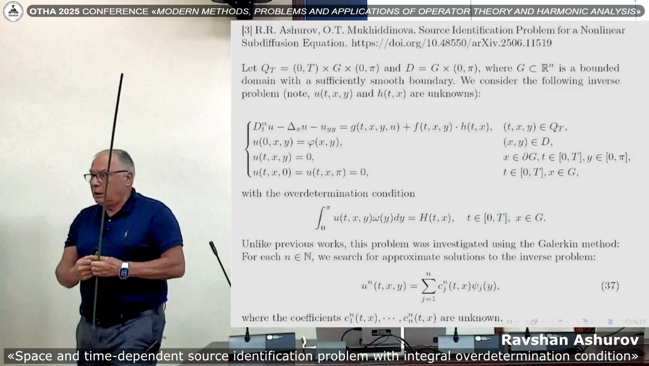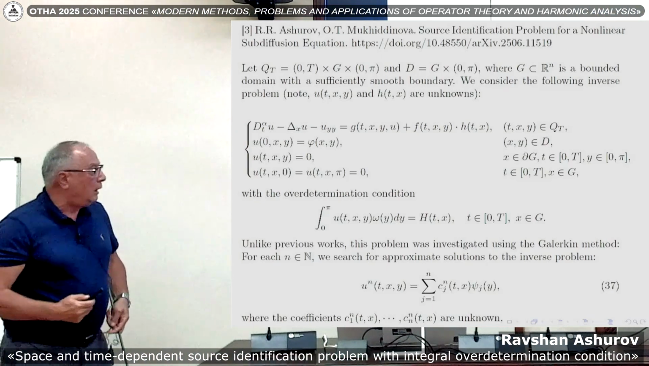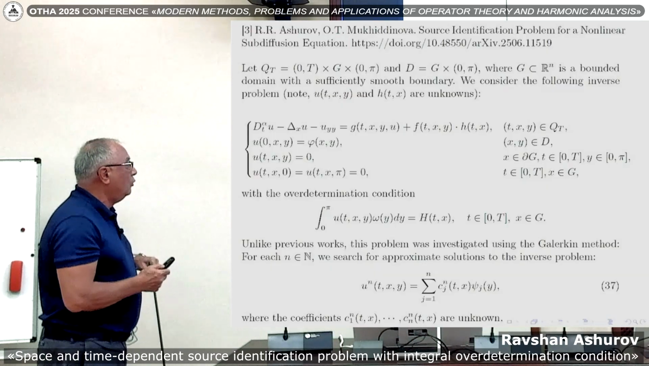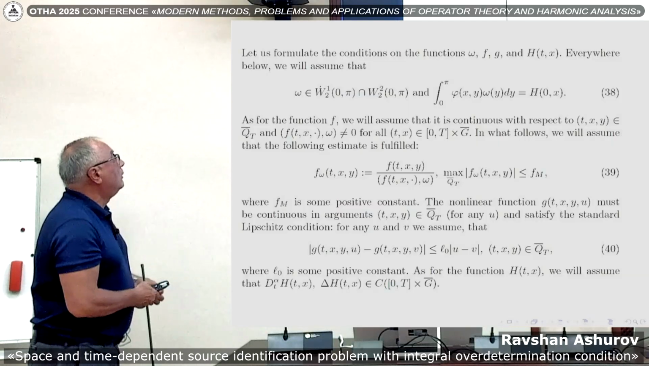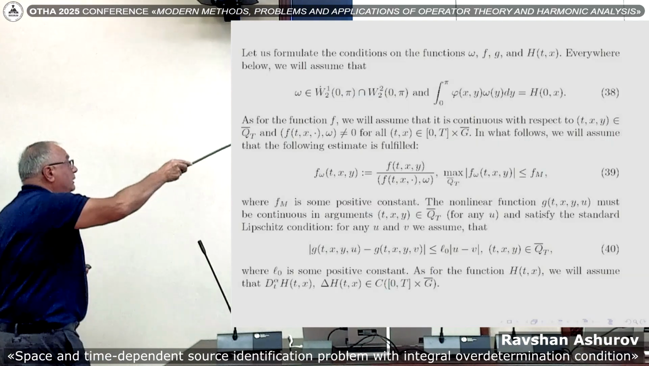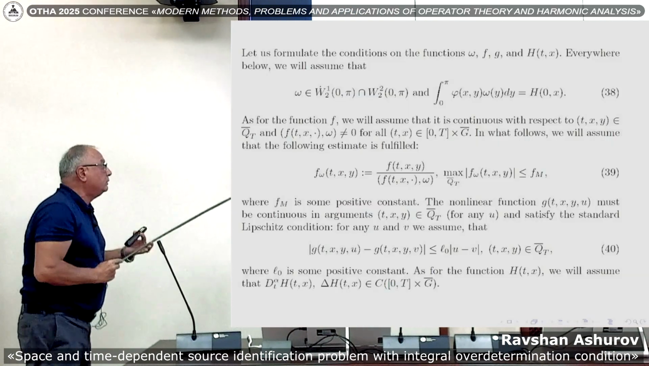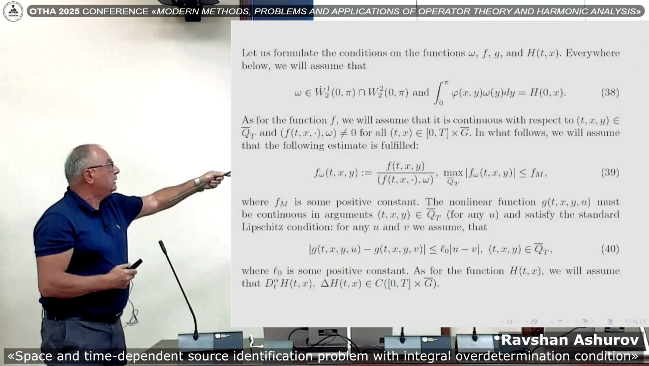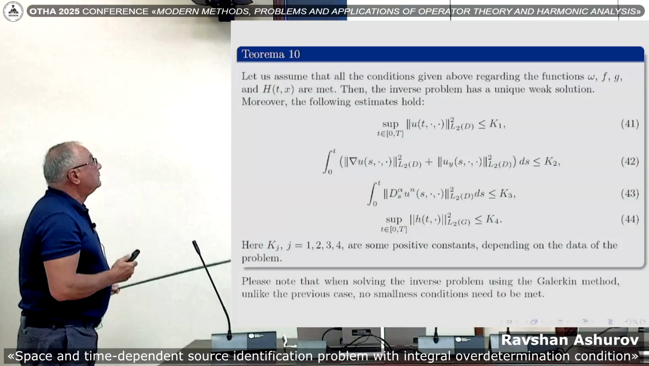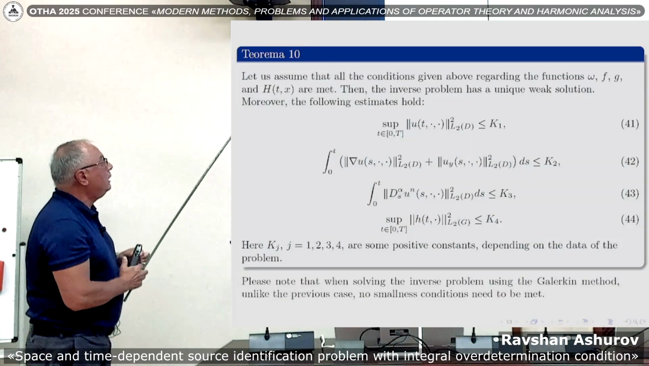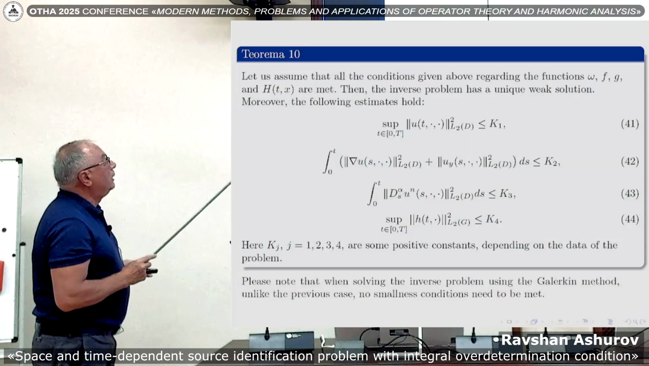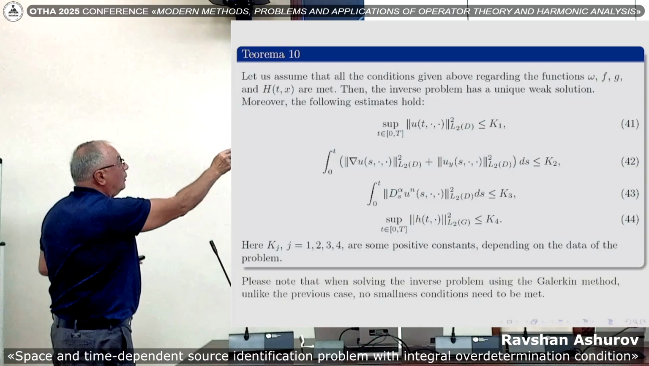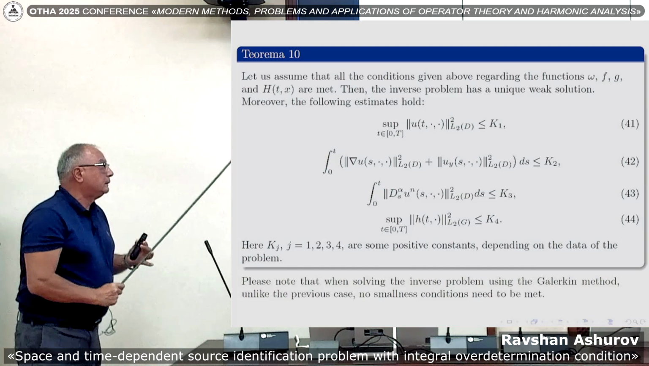There are just some functions which are dense in L2. So if omega, f, g, and h satisfy all these conditions, then you see for g it is the standard Lipschitz condition. Then you have a unique weak solution for this problem here, and also these estimates are satisfied.